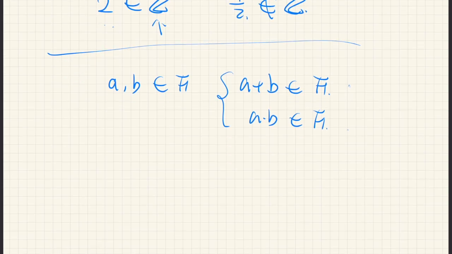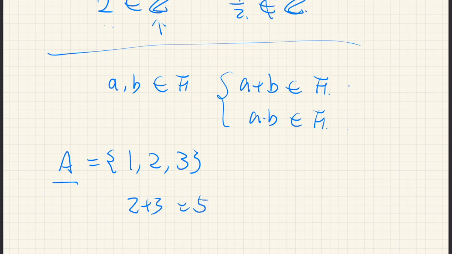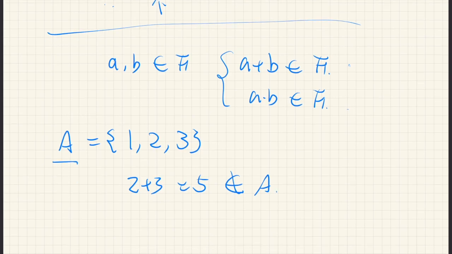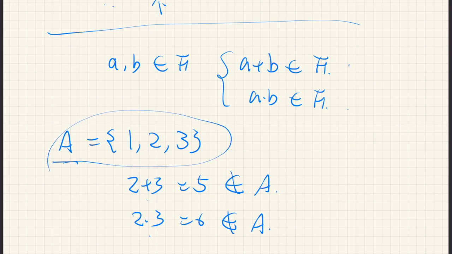But sometimes it's not. For example, if we consider a finite set, let's say A is equal to {1, 2, 3}, with usual addition and multiplication between numbers, then this set A is not closed under addition or multiplication because 2 plus 3 is 5, but it's not in A. So A is not closed under addition, and 2 times 3 is 6, which is not in A. So it's not closed under multiplication either. So this cannot be a field with usual addition or multiplication of numbers.